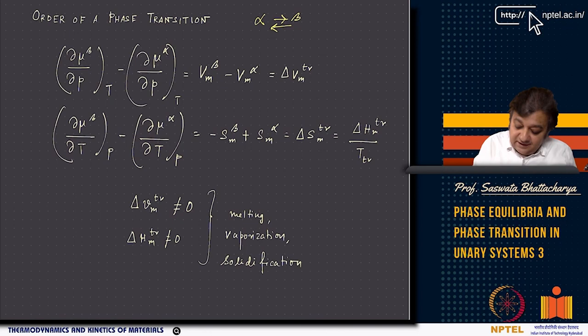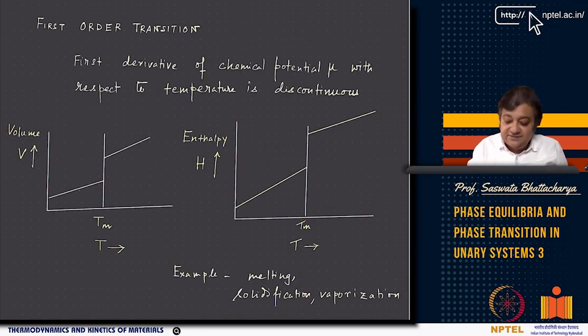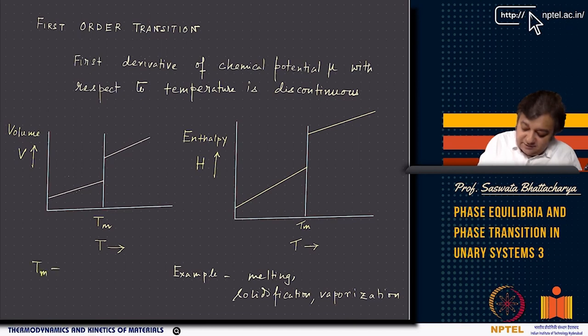Now, as you know, delta Vm of transformation is not equal to 0 whether you are considering melting, vaporization or solidification. Similarly, delta Hm of transformation is not equal to 0. All of these are not equal to 0. If you look at that, you will see one very interesting point when you plot them. For example, if I plot volume versus temperature, this is the alpha phase, and Tm is your melting point. So I am talking about a melting transition or a solidification transition, and Tm can be defined as the melting point or freezing point.